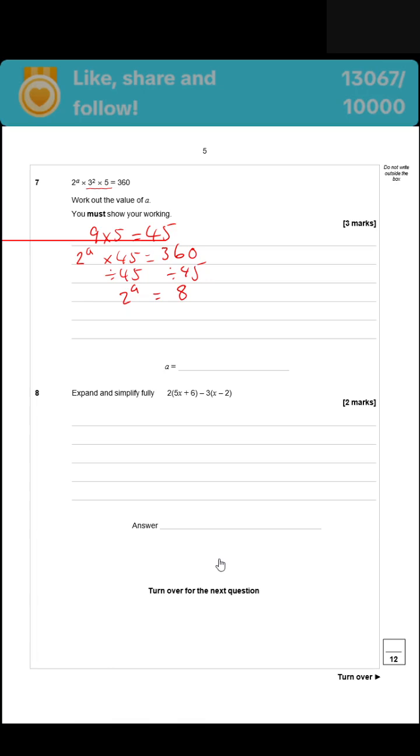Apologies, give me 1 second. TikTok was telling me that I'm not active. I've been on for over an hour.